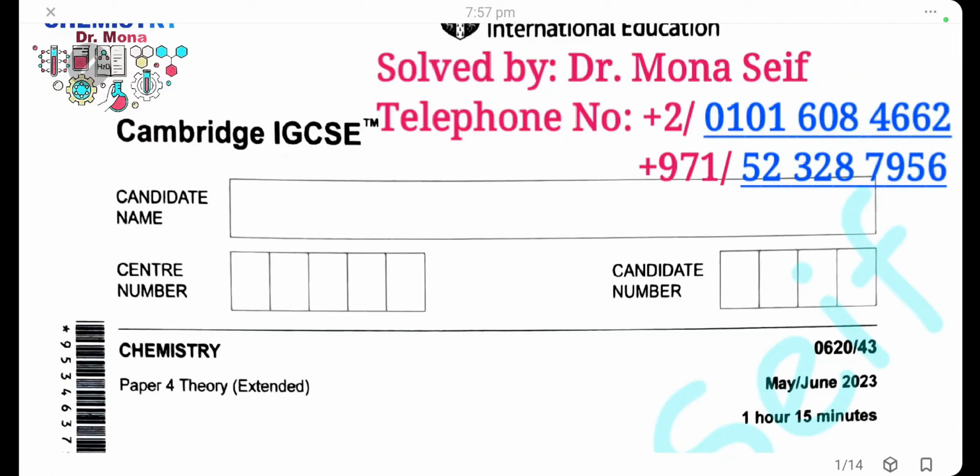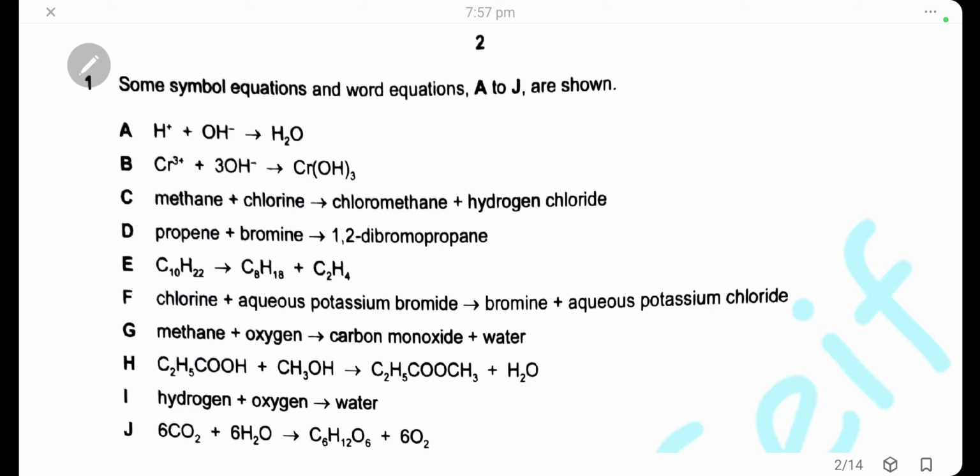Assalamu alaikum wa rahmatullah. Today, inshallah, we're going to solve Cambridge exam, May-June 2023, paper 43. Let's start it. Question 1.